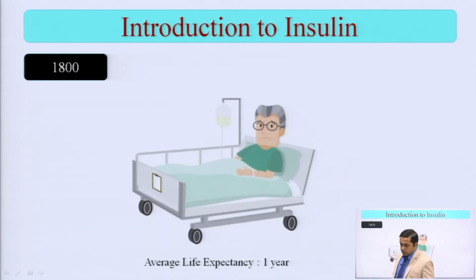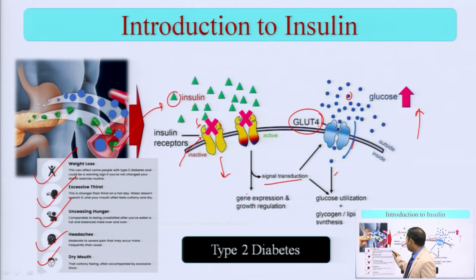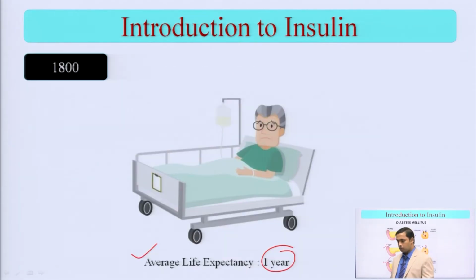Now, this story actually starts from 1800. In those early days, doctors got to know that there were some issues, and patients were suffering from them. It was believed that the average life expectancy after diagnosis of this disease would be only 1 year. It means anybody diagnosed with such problems, such symptoms as I have shown you here, would have a life expectancy of 1 year.